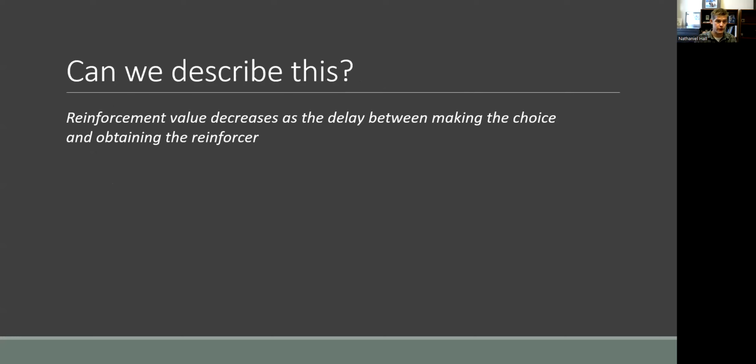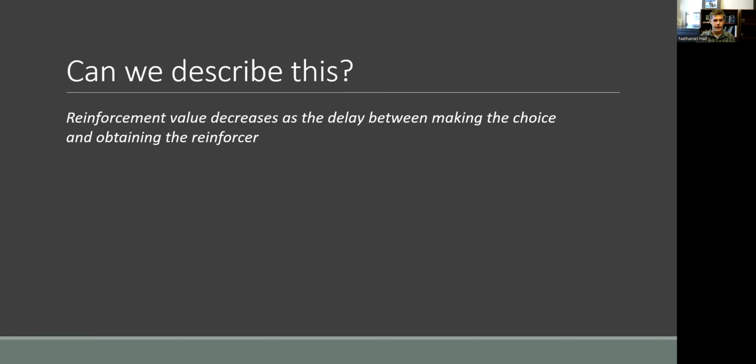Can we describe this further? Reinforcement value decreases as the delay between making a choice and obtaining that reinforcer increases. So the longer I have to wait for a reinforcer, the more the value of that reinforcer declines, which means that a treat or playing with the toy right now, versus taking 5 to 10 seconds to find where the toy is in my pocket and then deliver it, there is a big difference in the value of that delivery.